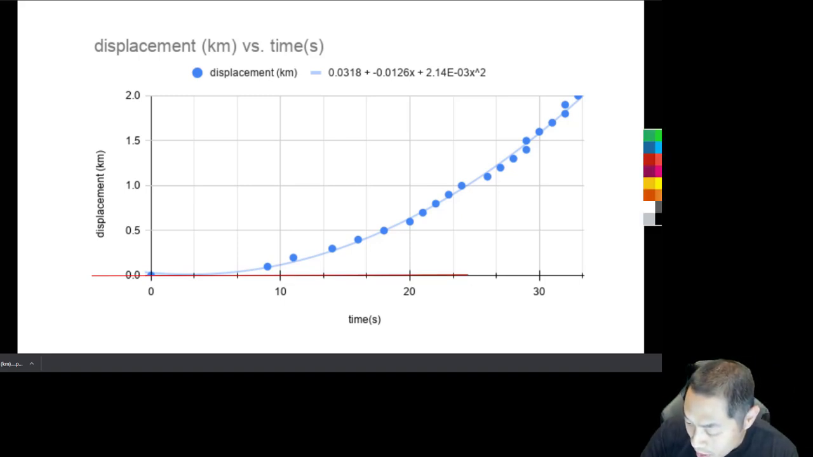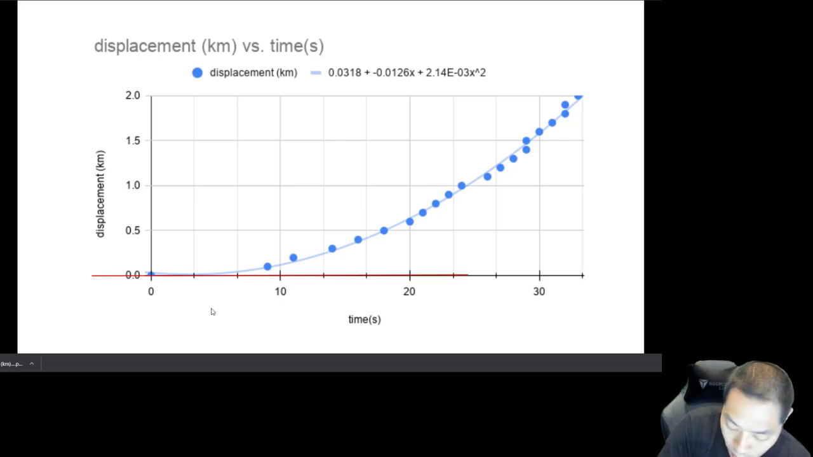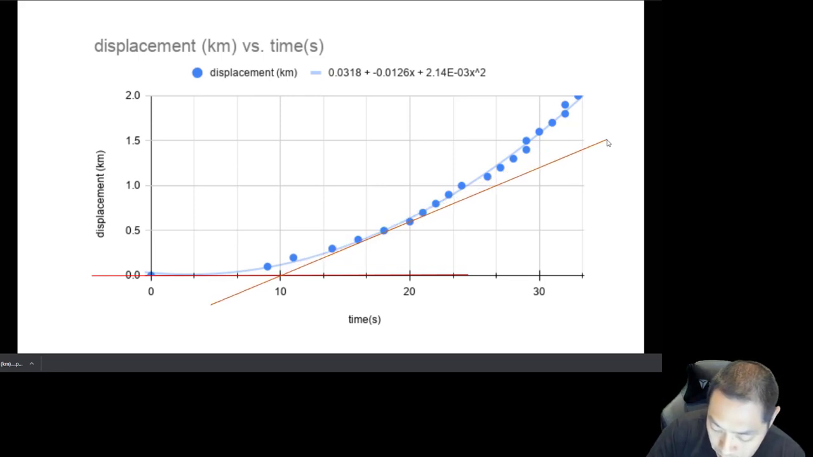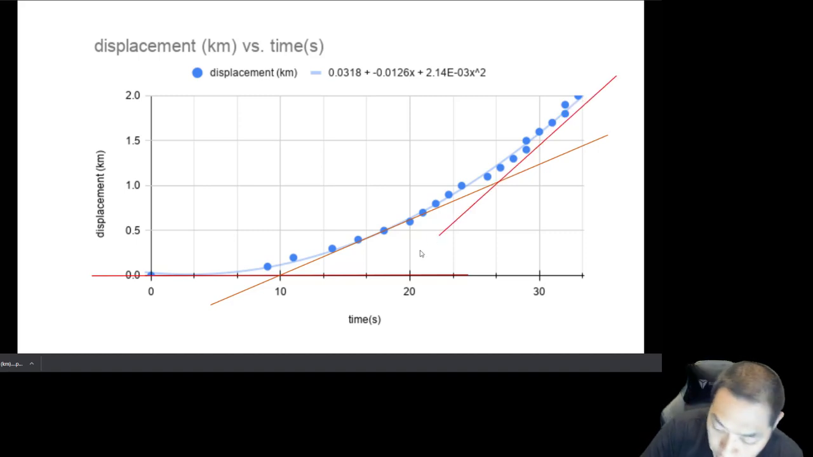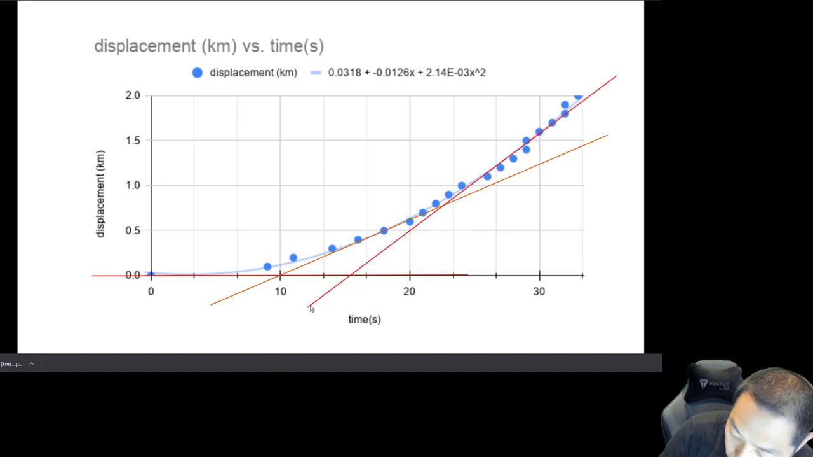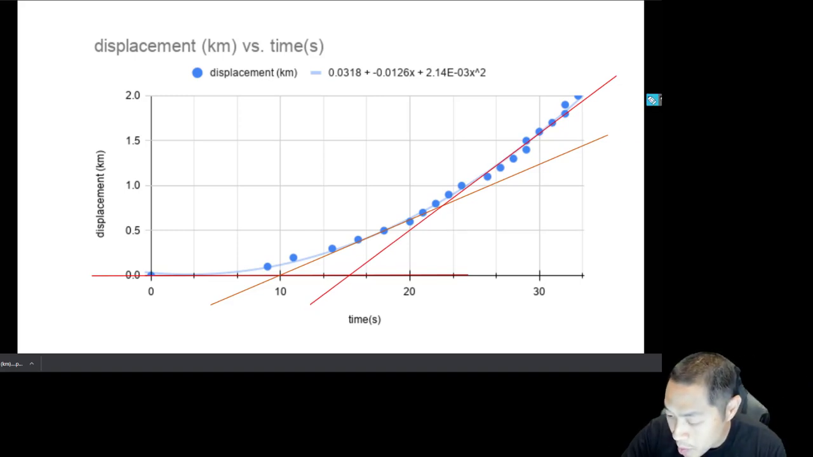I'll do another one. Let's do orange again. One in the middle. And then one towards the end. So this is what we're going to do for practice today, is drawing tangent lines. And then, let me get my pencil, do black.